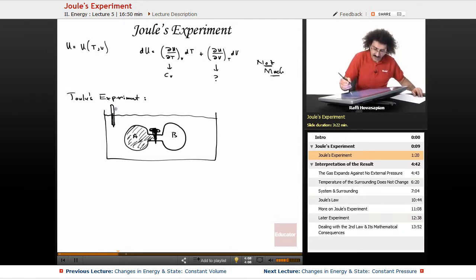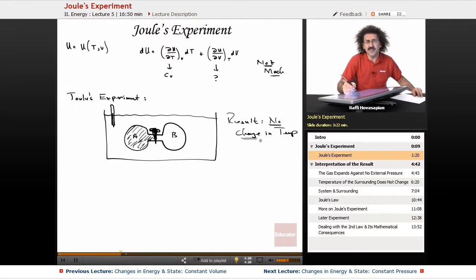Okay, here is the result: no change in temperature. It was a bit surprising. The expectation was that you would open this up, the system would undergo a volume change, there would be a temperature drop or a temperature rise, and then heat would either flow in or out, and that heat flow in or out would be measured by this. That would give us a change in energy versus a change in volume.